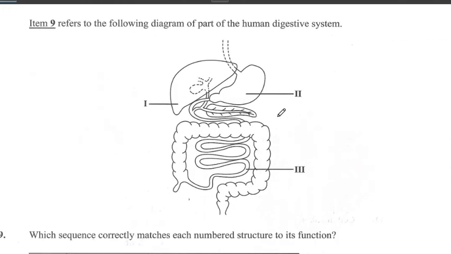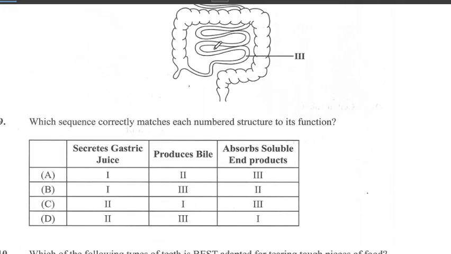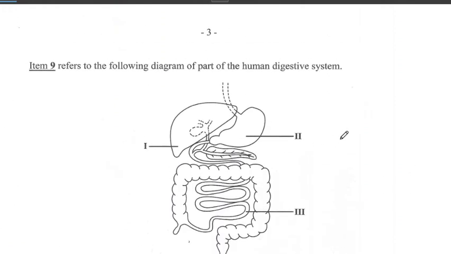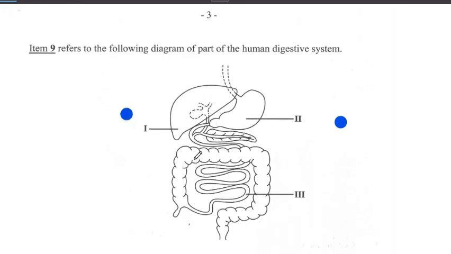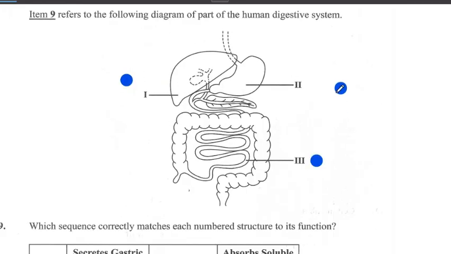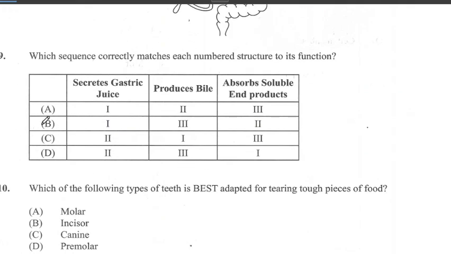Sorry for that. Item 9 refers to the following diagram of part of the human digestive system. Which sequence correctly matches each numbered structure to its function? You see, that would be I here and then here, which is at the end right here. So here first, which is the I, then the next one. So that would be right there at B. No, wait, just give me a second. It would be right here at C.